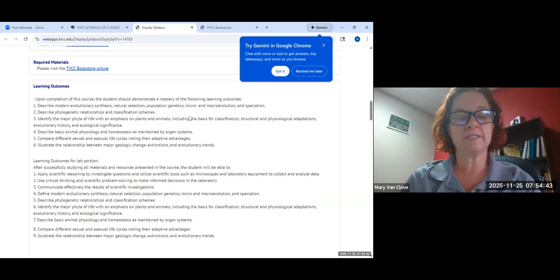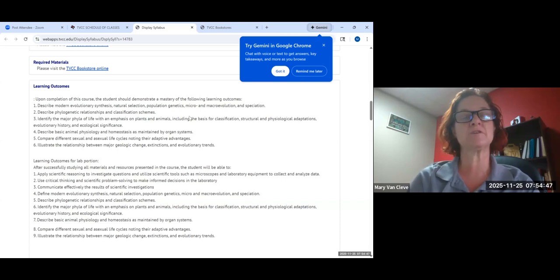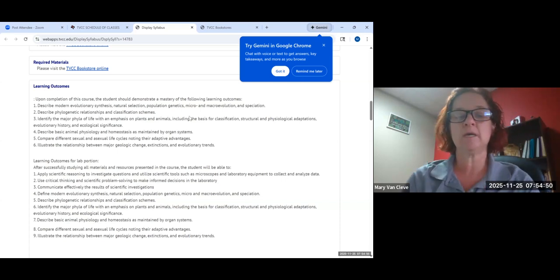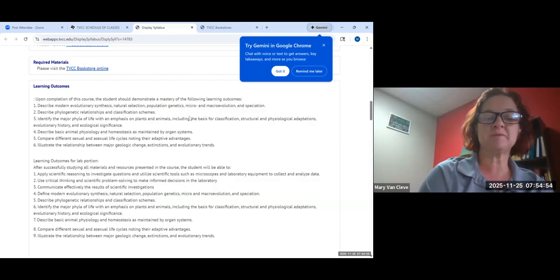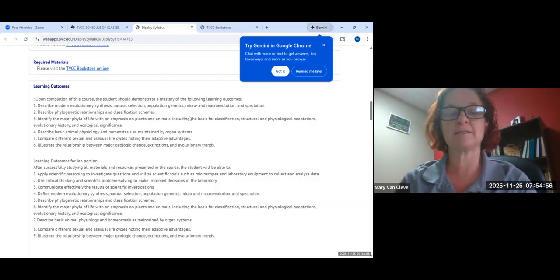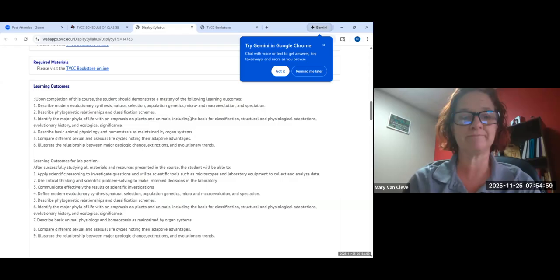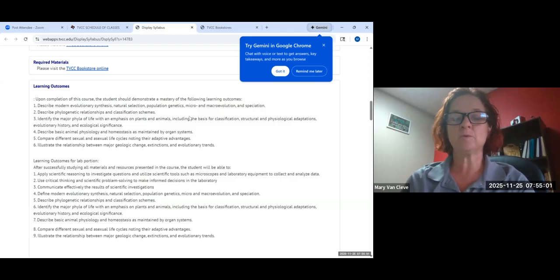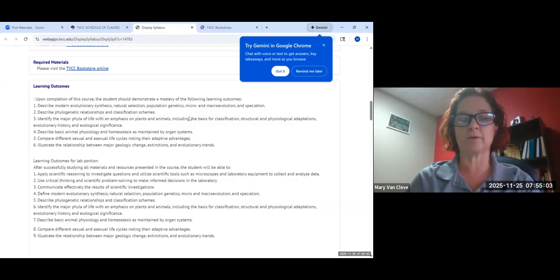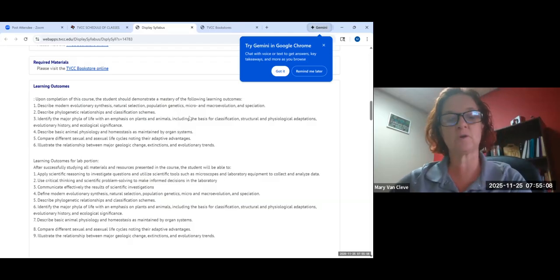Describe basic animal physiology and homeostasis as maintained by organ systems. Compare different sexual and asexual life cycles, noting their adaptive advantages. Illustrate the relationships between major geologic change, extinctions, and evolutionary trends. The lab portion will reflect and mirror the similar outcomes. They are going to add scientific reasoning, critical thinking, scientific problem solving skills, and informed decisions in the laboratory as well.